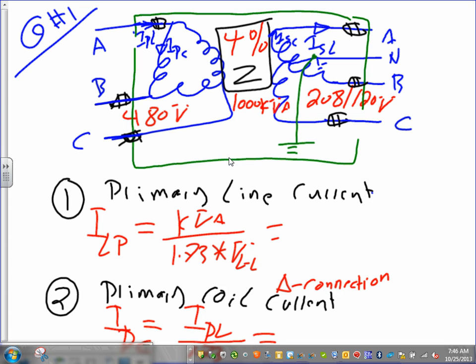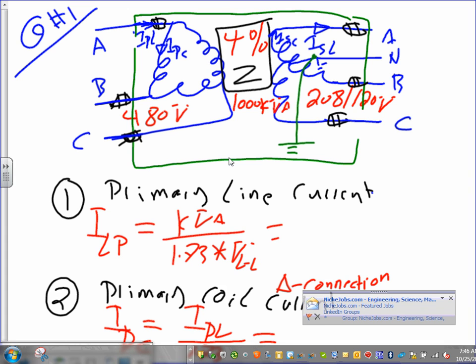We don't say volt amp, guys. We say kVA. 1,000 kVA. A volt amp is a small unit, so when we size a transformer we use kVA. My apologies, it's 1,000 kVA, 208 three-phase 4-wire on the secondary, and 480 on the primary.